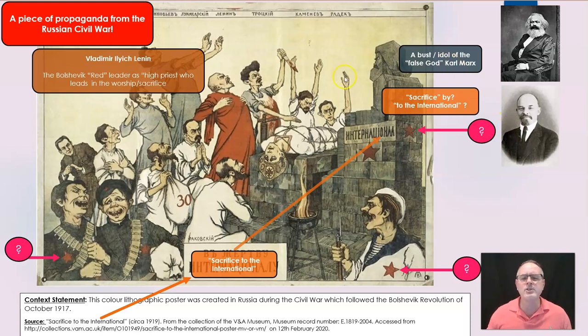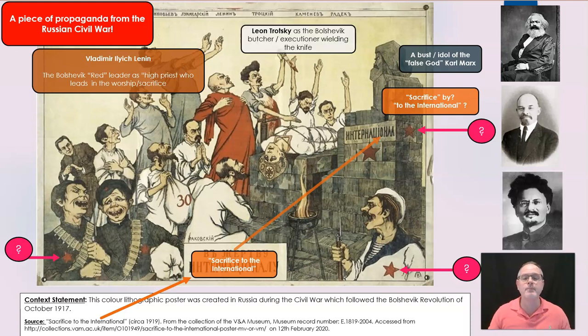So this fits nicely with the idea it's Bolsheviks who are making a sacrifice of this figure to a false god being Karl Marx and Marxism. Notice here, Bolshevik leader Lenin is the high priest of this sacrifice, this sacrificial offering, this sort of black mass, if you like, and he's wearing red. So again, red, the colour of Bolshevism coming through.